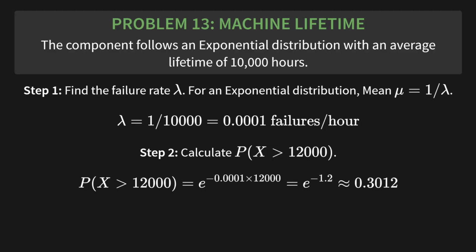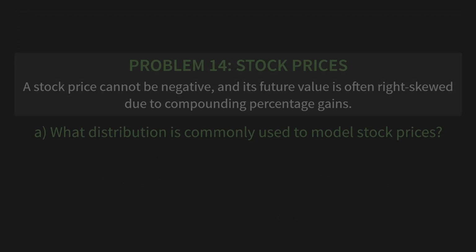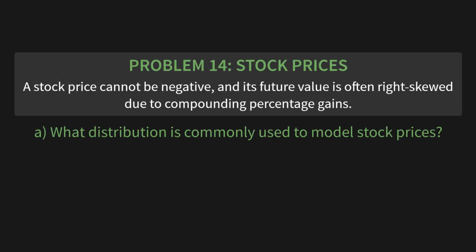Okay, now for step 2. We calculate the probability that x is greater than 12,000. We just plug our numbers into the formula. It's e to the power of negative 0.0001 times 12,000. That simplifies to e to the power of negative 1.2, which is approximately 0.3012. So the result is a 30.12% chance.